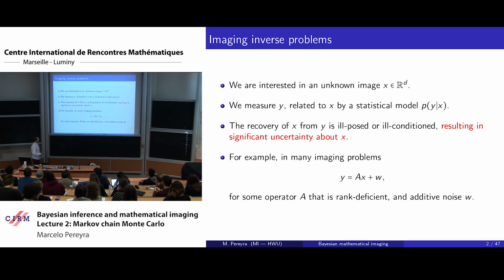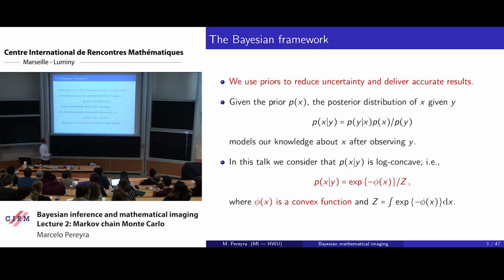So if I had this kind of model, for example, and A was badly conditioned or rank deficient, then clearly I can't recover x from y. If, for instance, y is dimension 10 and x is dimension 100, it doesn't work. So I'll use a prior to reduce uncertainty and deliver meaningful estimates. Formally, I'll write some expression for p of x, and that will define a posterior distribution through Bayes' theorem, the formula here. And this will be a model for x after observing y.